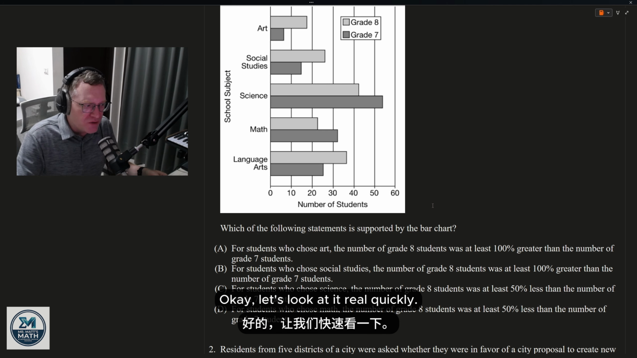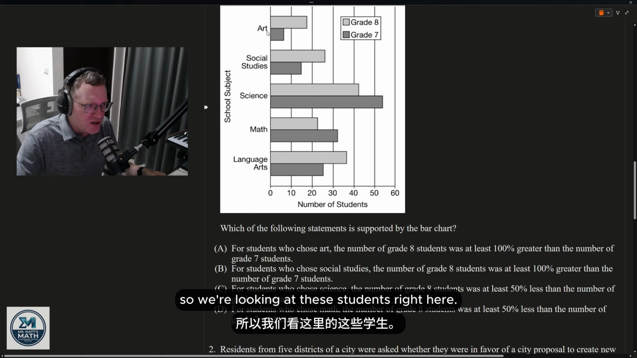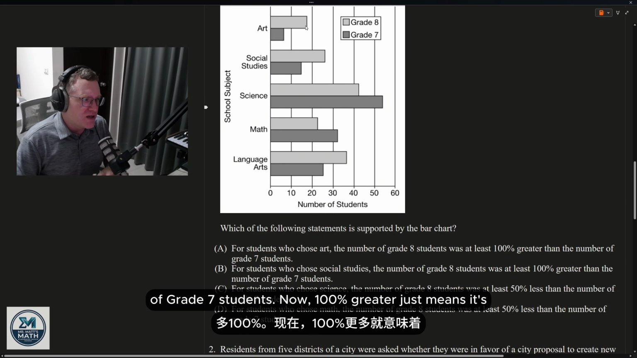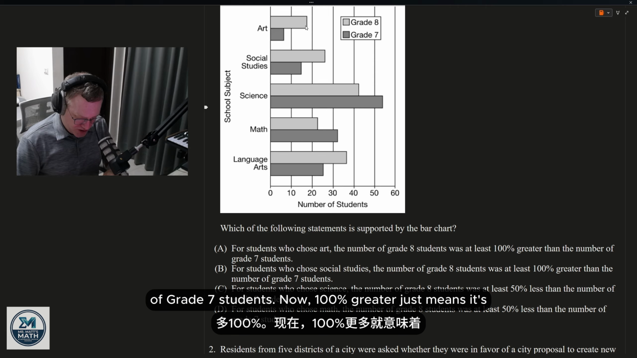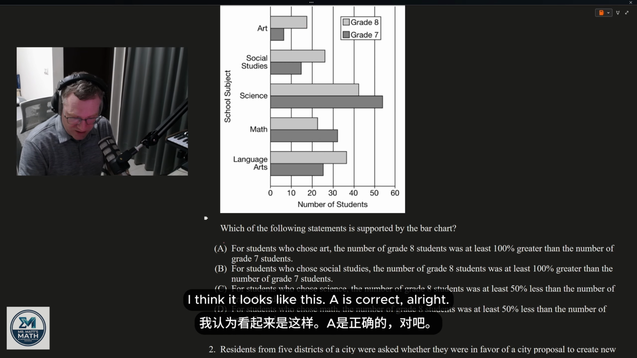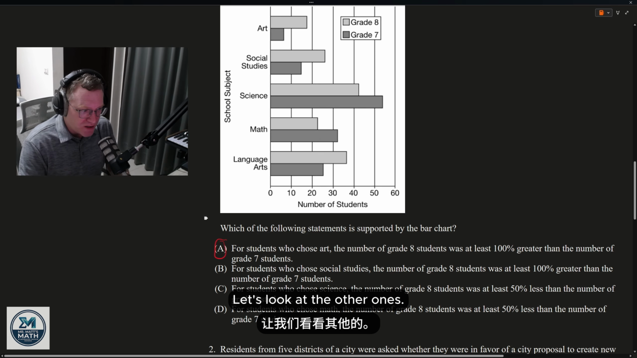Okay, well, let's look at it real quickly. For students who chose art, so we're looking at these students right here, the number of grade 8 students is at least 100% greater than the number of grade 7 students. Now, 100% greater just means it's about twice as much. Now, looking at this chart, I think it looks like this A is correct. All right, let's look at the other ones.